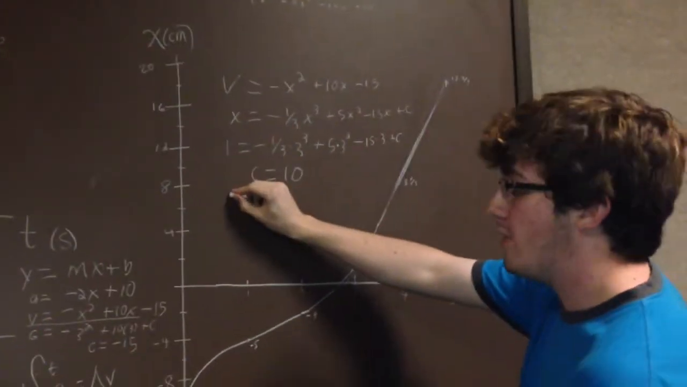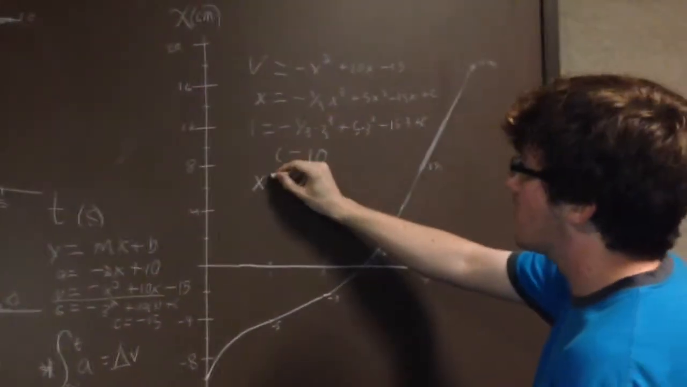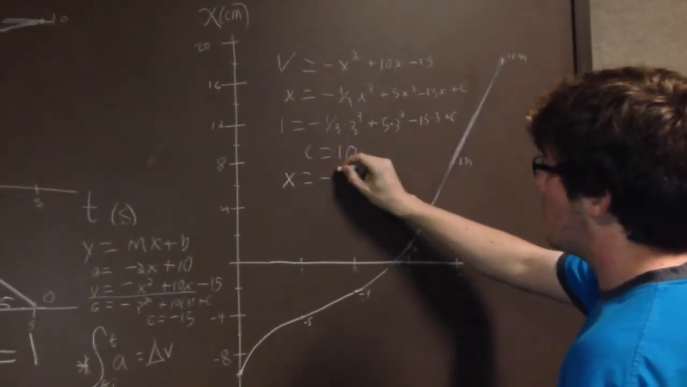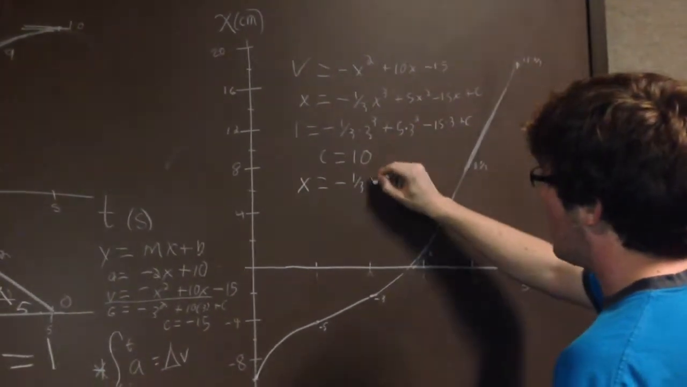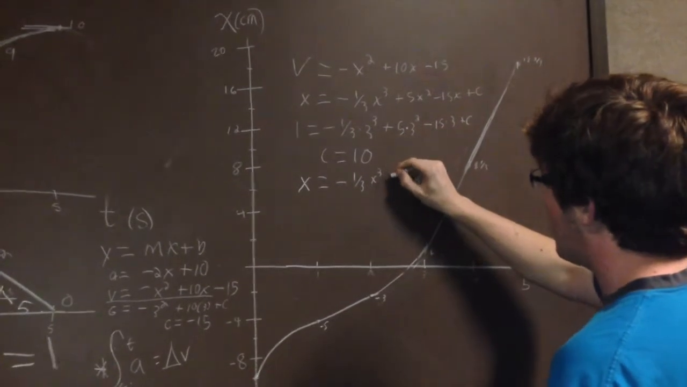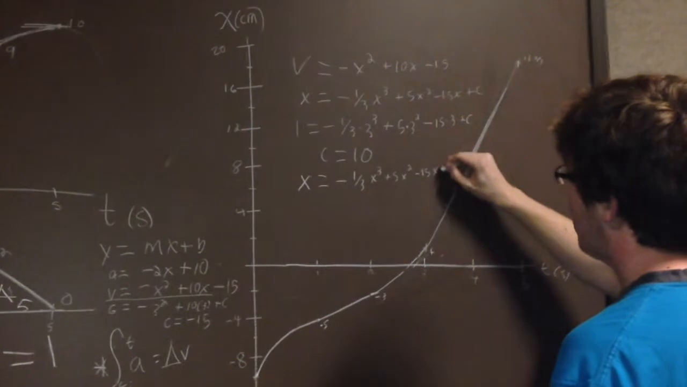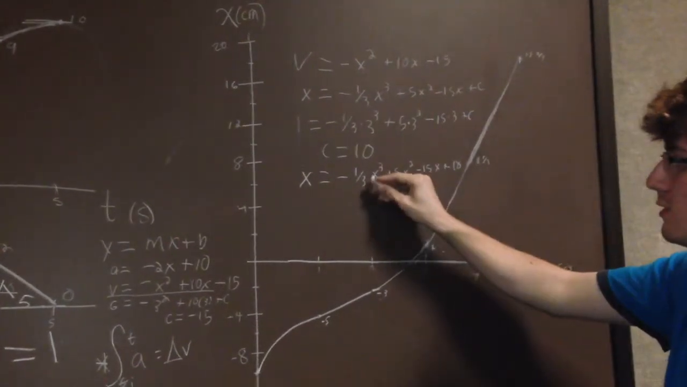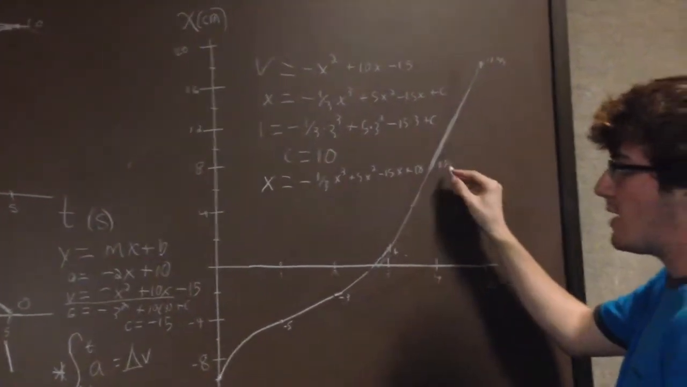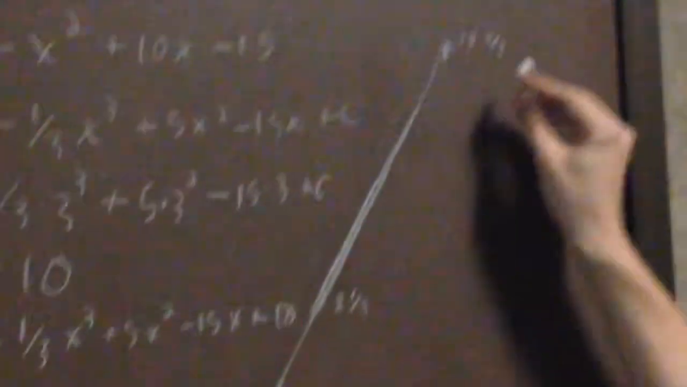All right. So now we have our equation for this line. Position is equal to negative 1/3 x cubed plus 5x squared minus 15x plus 10. If we plug in 4 for x, we would get 8 1/3. If we plug in 5 for x, we would get 18 2/3.